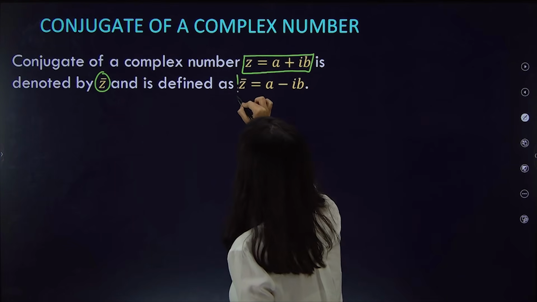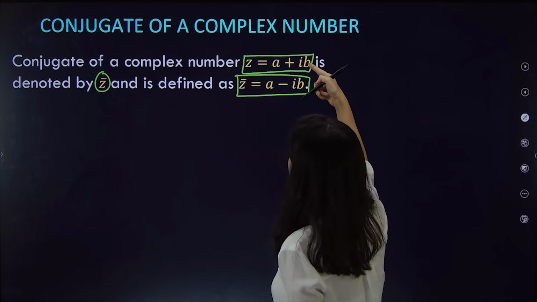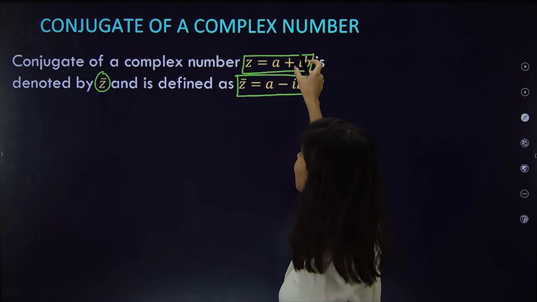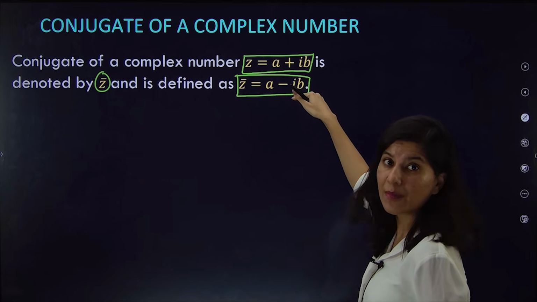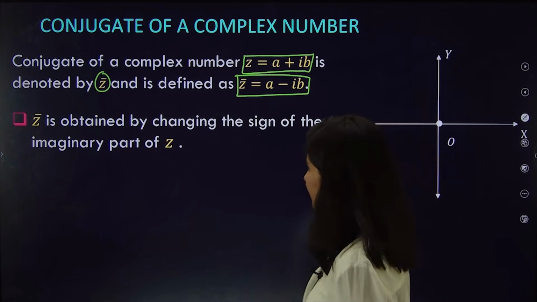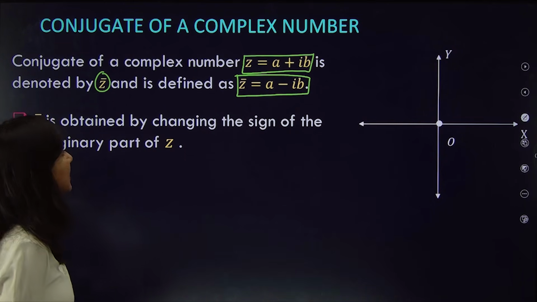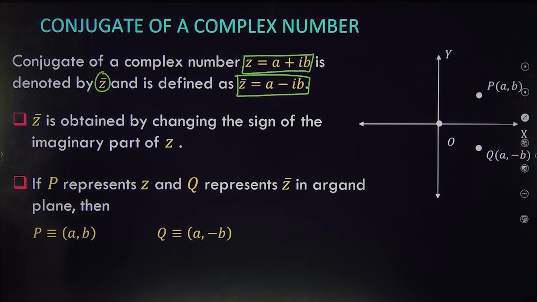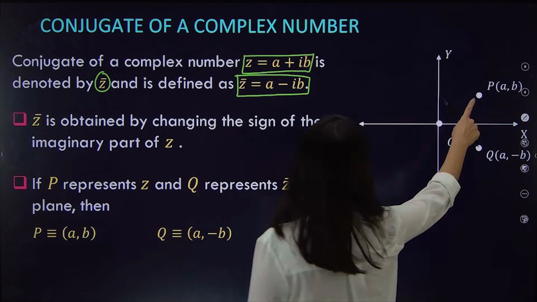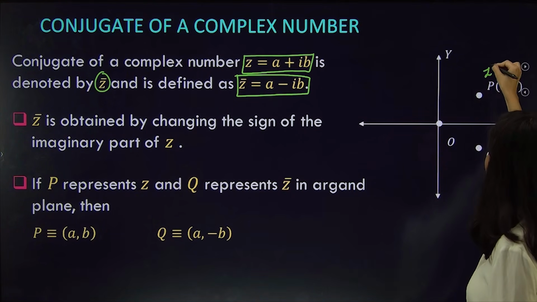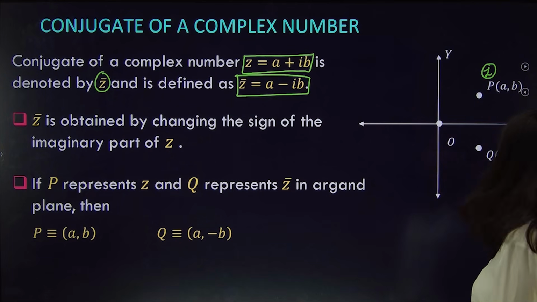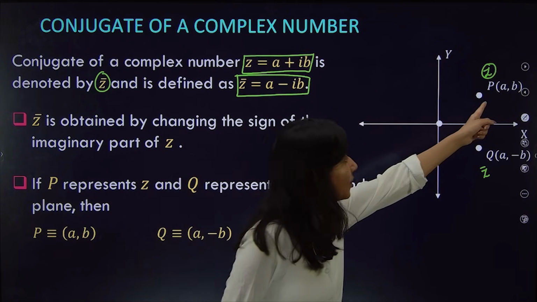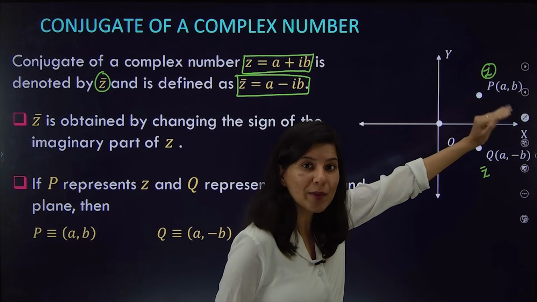So what are we doing? We are just reversing the sign of the imaginary part, b to minus b. So z bar is obtained by changing the sign of the imaginary part of z. It is very clear. So if there is a point a comma b, this is your z, then the conjugate is a comma minus b. This is your z bar. Clearly, we are changing the sign of the second element of the ordered pair. So if it is 2 comma 3, it becomes 2 comma minus 3.